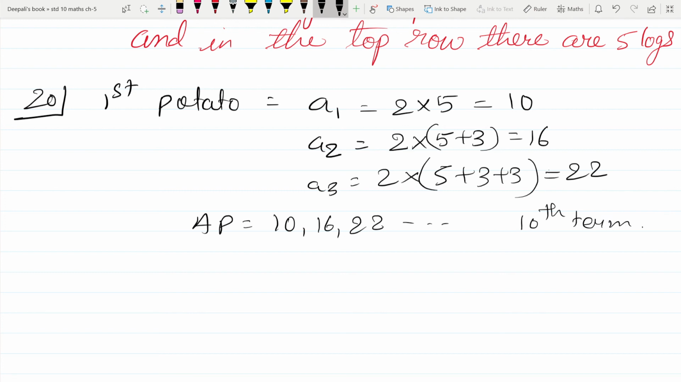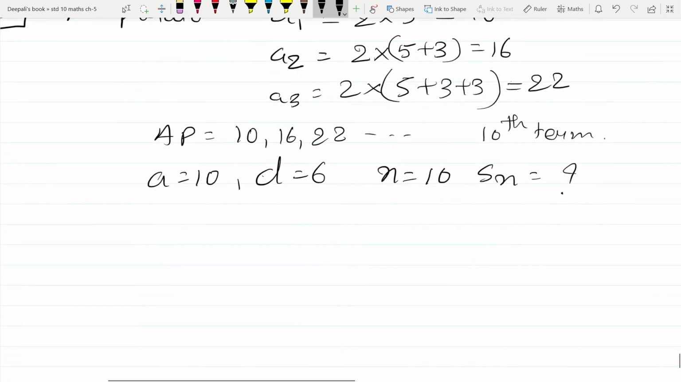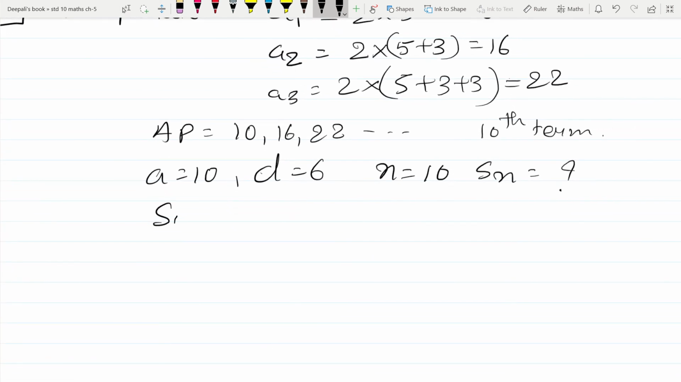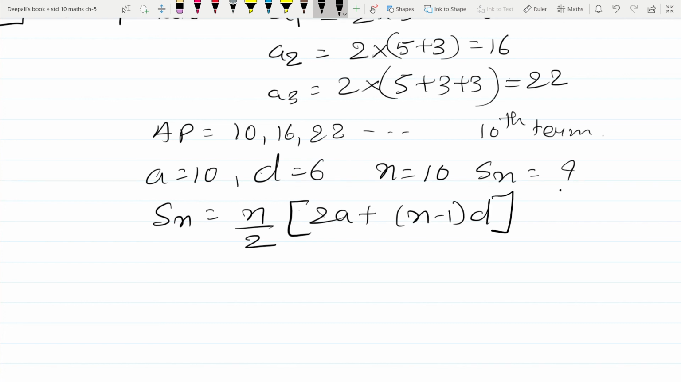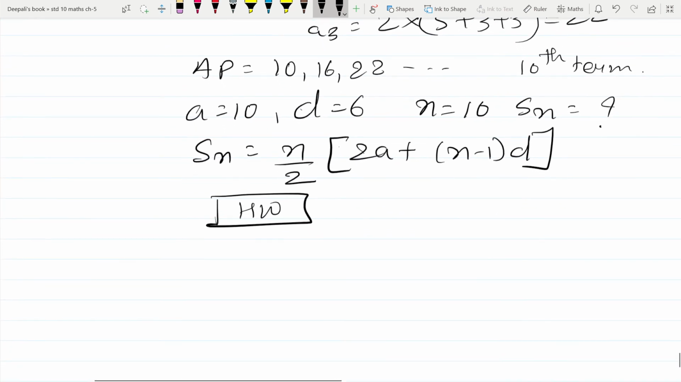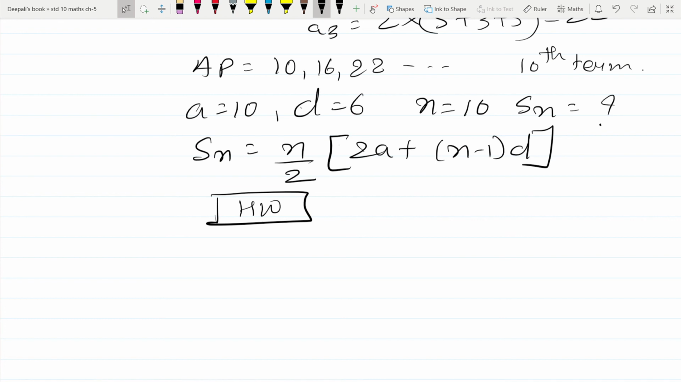Now a is 10, d is 6, n is 10, Sn I am supposed to find. So my Sn is equal to n upon 2 [2a plus (n minus 1)d]. That will be your homework. By replacing the values, you get your answer. Isn't it simple? Isn't it easy?